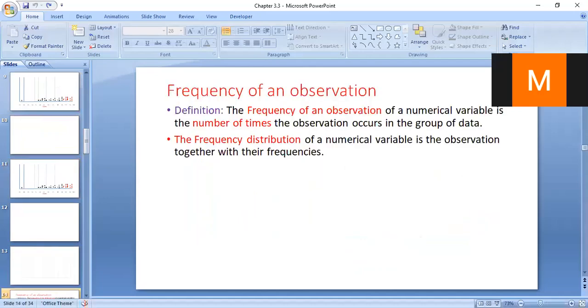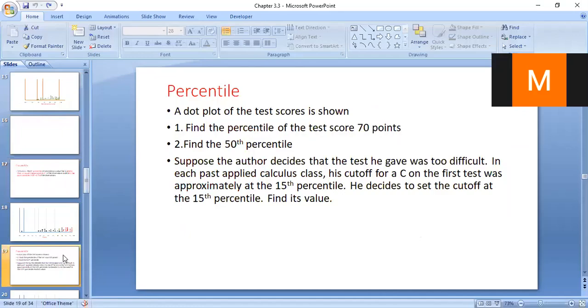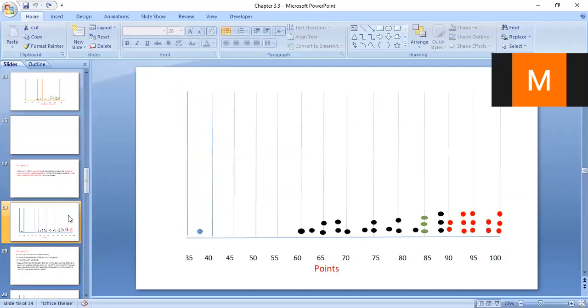The question is percentile frequency. The question is to find the percentile of test score 70. Look here, 70 point up here. The percentile is 75. This is from this one to this one.